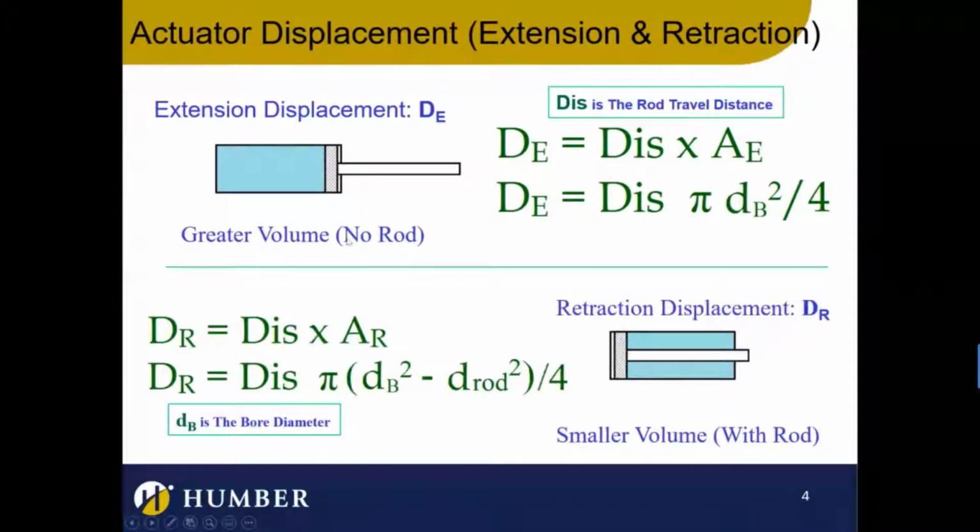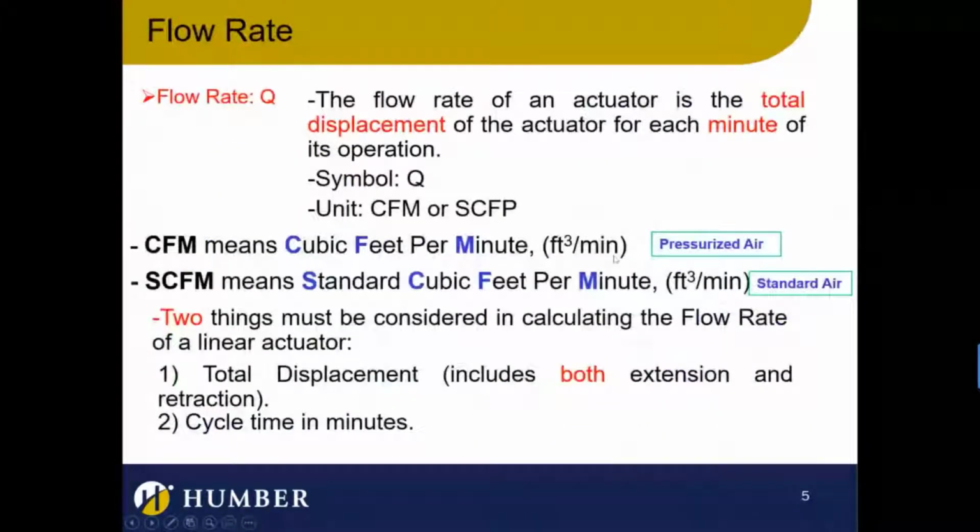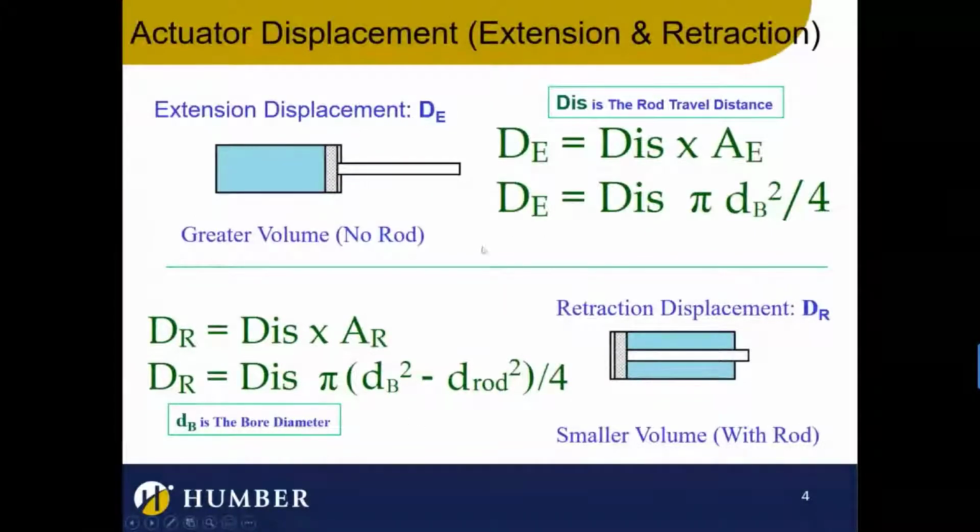Now, it's interesting. It says displacement here is where there is no rod at all. Now, the displacement retraction is actually different. Just like the force for retraction is less, the displacement for retraction is less. It's a smaller volume because the rod is in the way. So with that said and done, that is the formula for displacement. Sorry, this is the formula, and that's the formula.